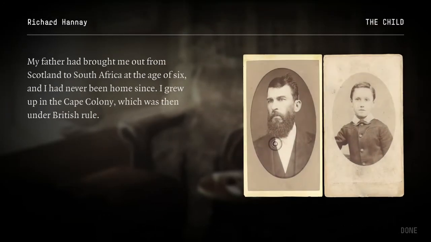The child. My father had brought me out from Scotland to South Africa at the age of 6, and I had never been home since. I grew up in Cape Colony, which was then under British rule.